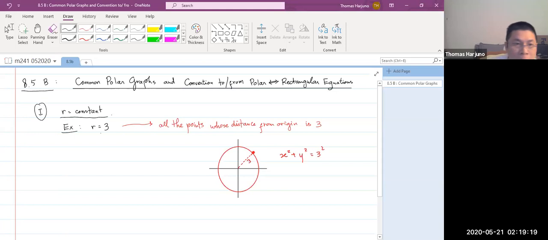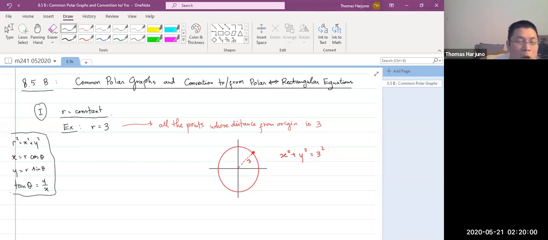Now keep in mind that we have this in our toolbox: r squared equals x squared plus y squared; x equals r cosine theta; y equals r sine theta; and tangent theta is y over x. Those are our toolbox. It's not always doable, but for the ones you see in this class, it will be doable by doing the following.